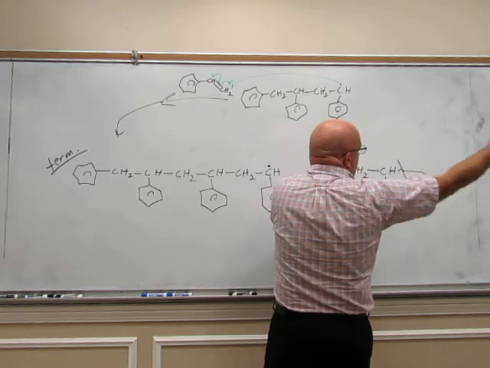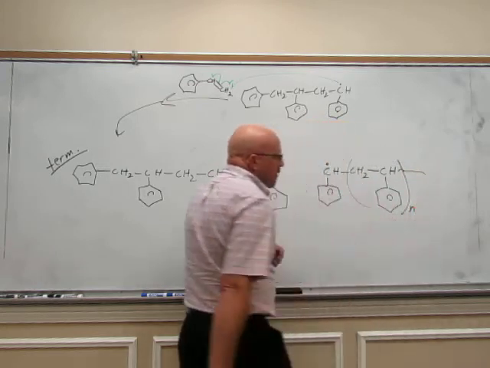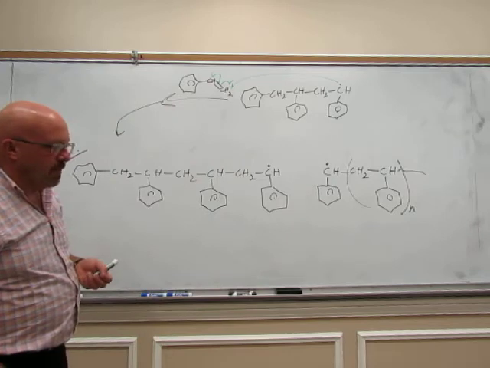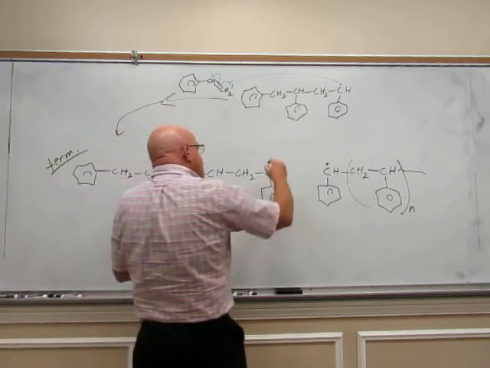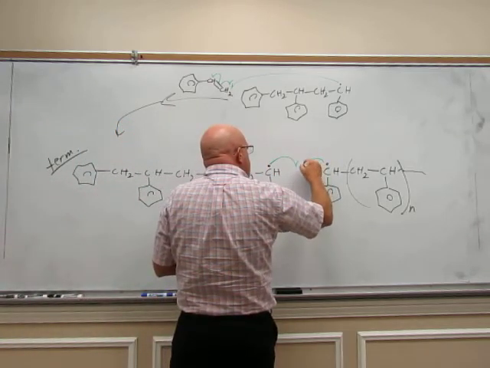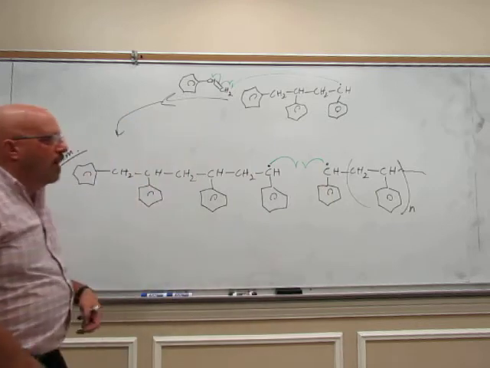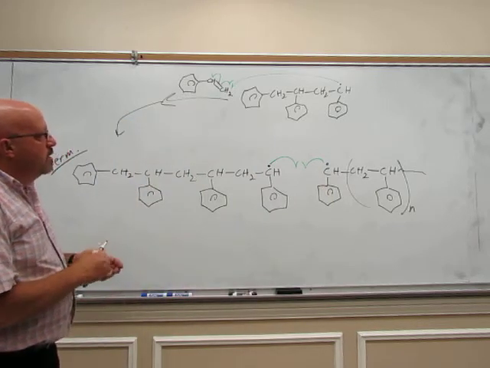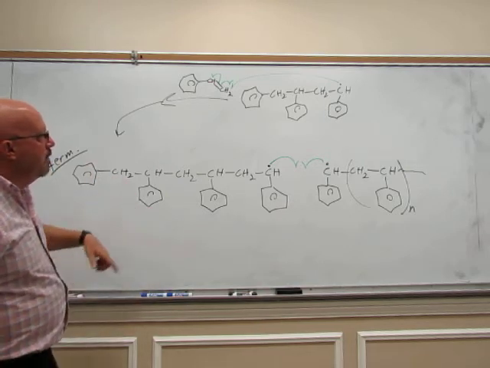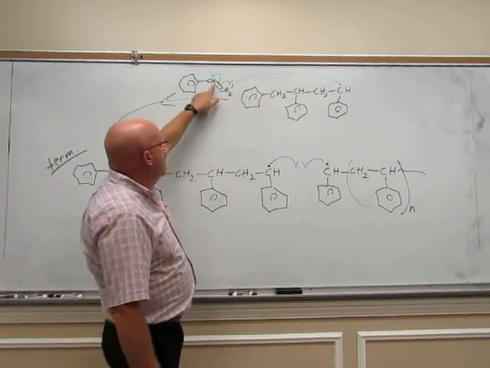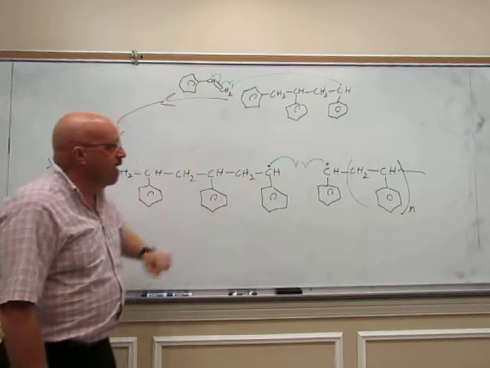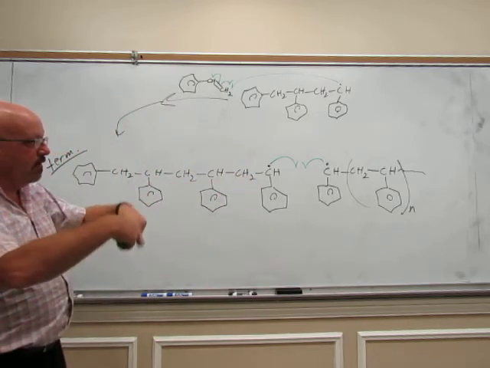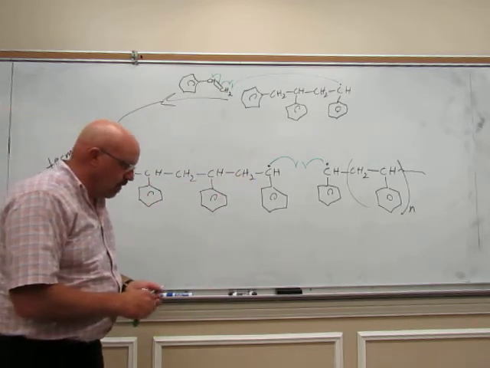There's some number of these out through here, so I'm just going to put parentheses with an n. There's some number of repeating units there. Termination step is where two of these radicals find each other, and then we no longer have a radical. So for it to keep growing and getting bigger, every time we do a reaction, we need to be generating a radical. But when two radicals find each other, then the reaction is terminated.